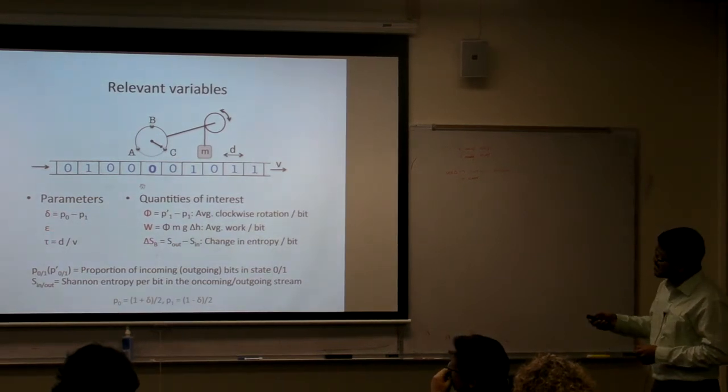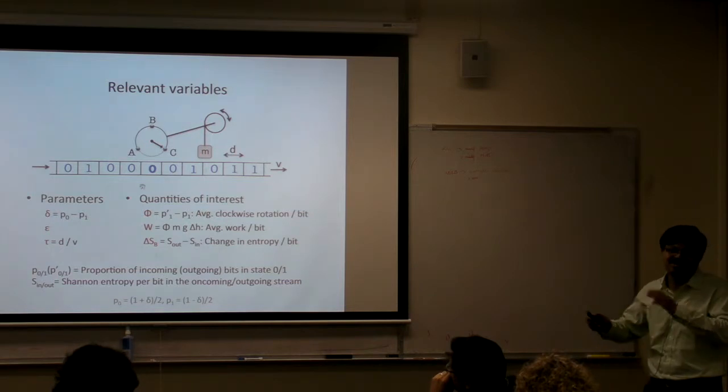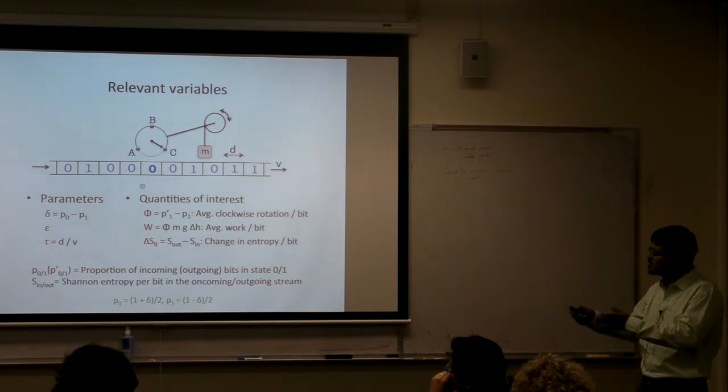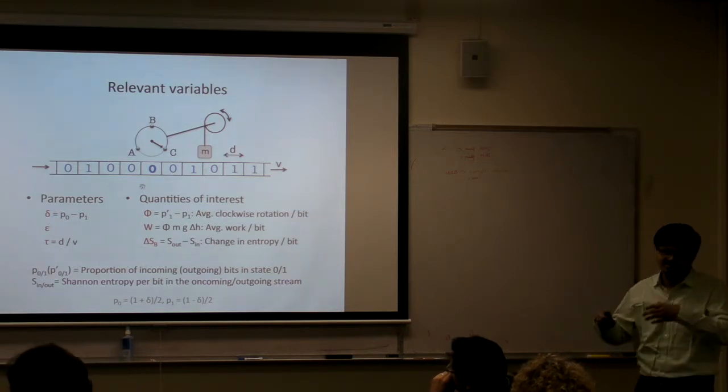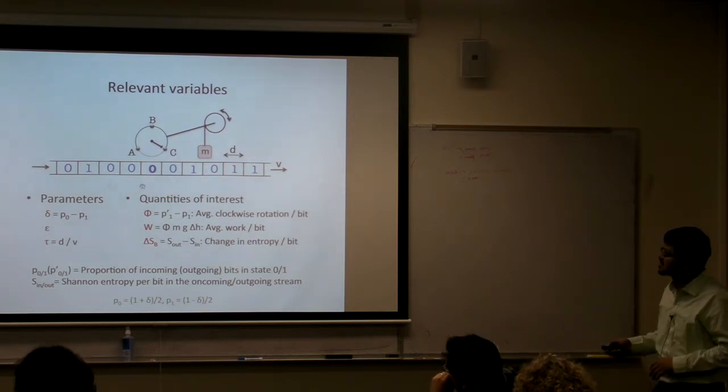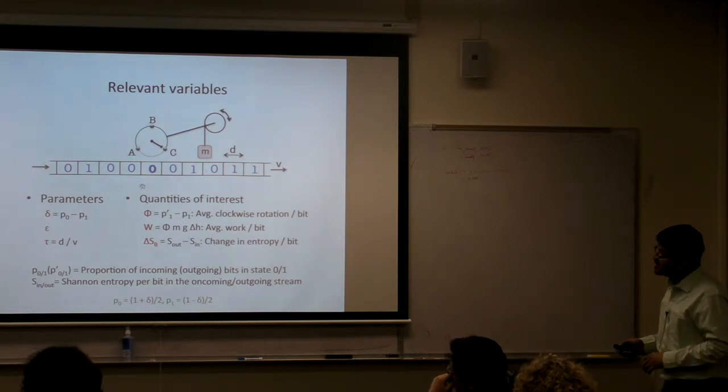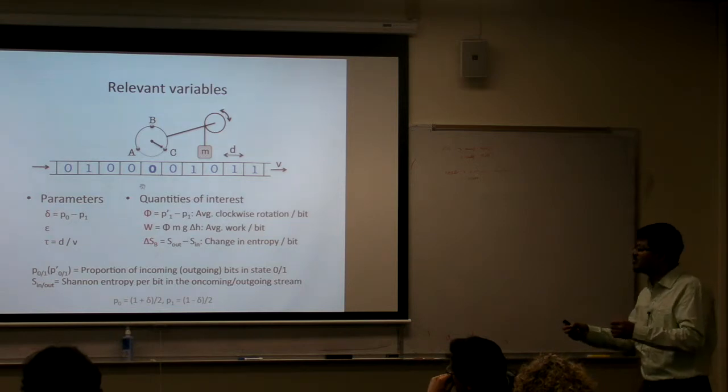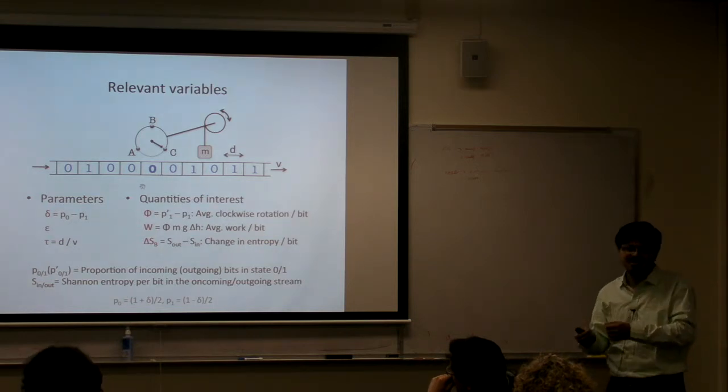And the second parameter is what we call epsilon. It came from the digital balance. One can just think of it as a rescaled mass. It's just the effect of gravity. The more the mass, the more the epsilon. The less the mass, the less the epsilon. That's it. And the third parameter is the duration for which the daemon interacts with each bit.